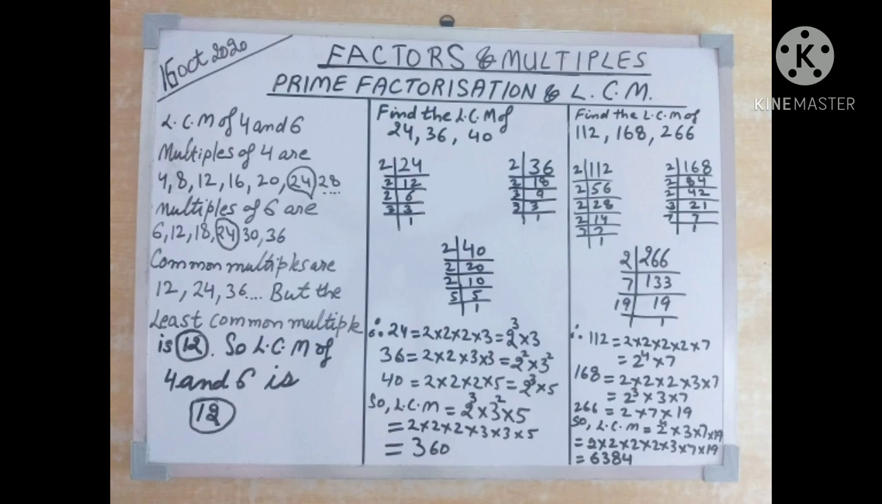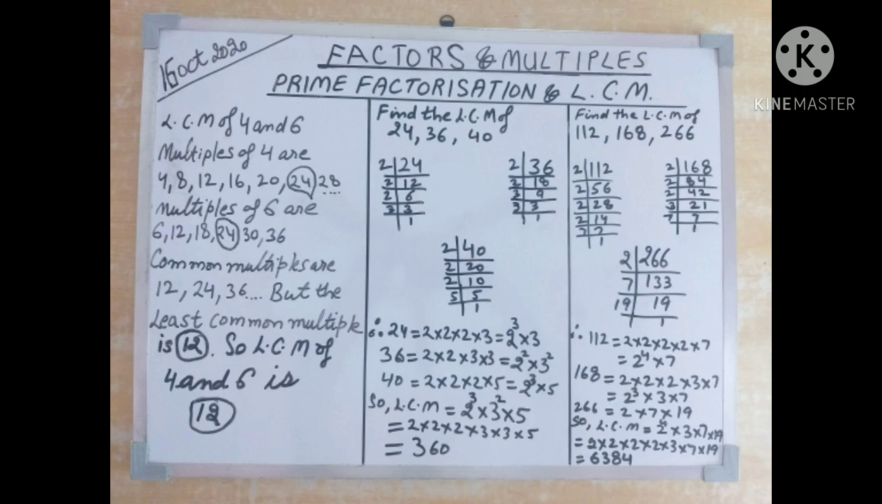See the example on the top left. I have written LCM of 4 and 6. The multiples of 4 are 4, 8, 12, 16, 20, 24 and 28. And multiples of 6 are 6, 12, 18, 24, 30, 36 and so on. You can easily see the common multiples are 12, 24, 36 and so on. But the least common multiple is 12. So we say that the LCM of 4 and 6 is 12. That is, the least common multiple of 4 and 6 is 12.